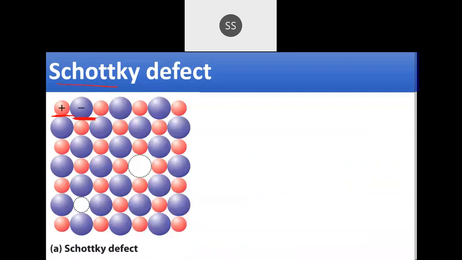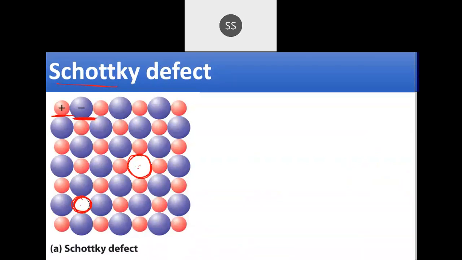And what was seen in this defect? You can understand here, the picture is clearly showing you that if one anion has gone missing, then you can see another cation also has gone missing over here. So in this defect, you find that there is equal number of cation and anion gone missing from their lattice site. So then that defect comes under Schottky defect.